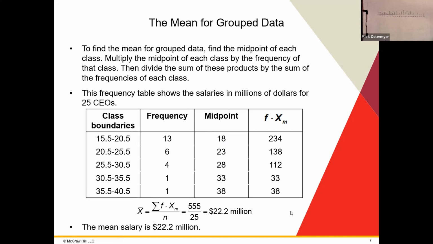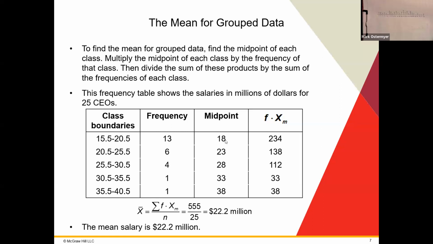Well, in order to do so, you're going to have to add an extra column to your table called the midpoint, the class midpoint column. The class midpoints are found by adding up your class limit endpoints, or your class boundary endpoints, and dividing by 2. Once you generate a midpoint column, you multiply your frequency times your midpoint to generate this last column. So 234 came into existence by taking 13 times 18. 138 came into existence by multiplying 6 by 23.